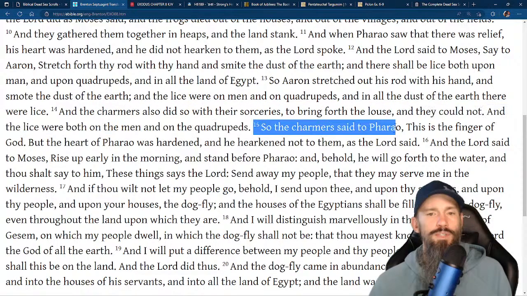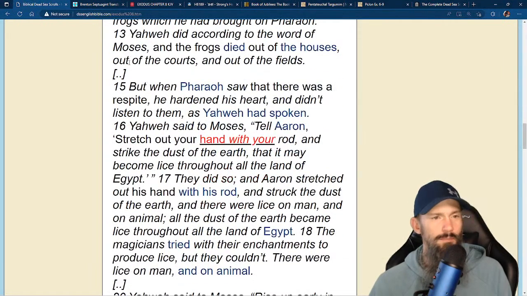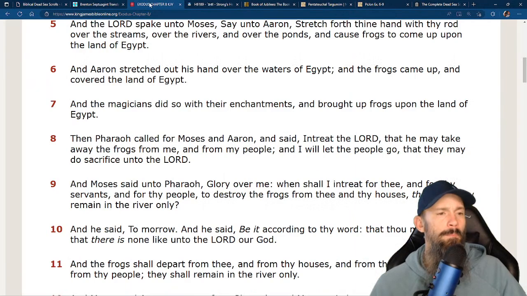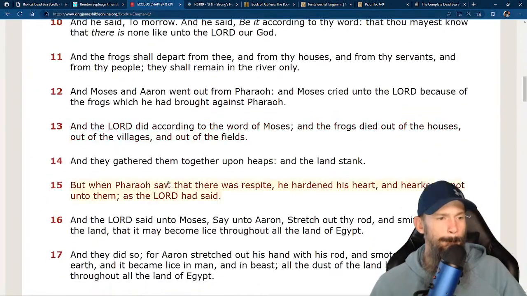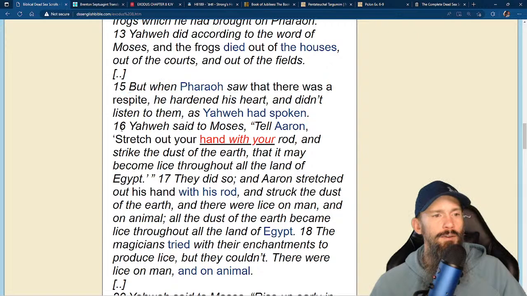15. So the charmer said to Pharaoh, but when Pharaoh saw that there was a respite, he hardened his heart and didn't listen to them as Pharaoh had spoken. So they had nothing about the charmers and stuff in here. Either they cut it out, I don't know.